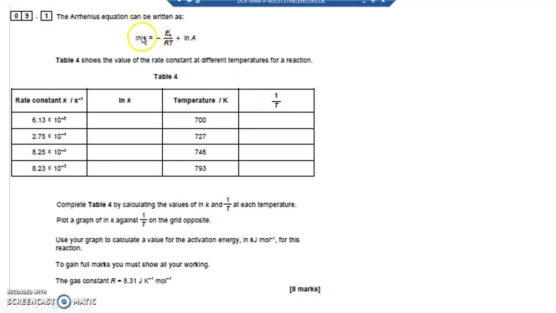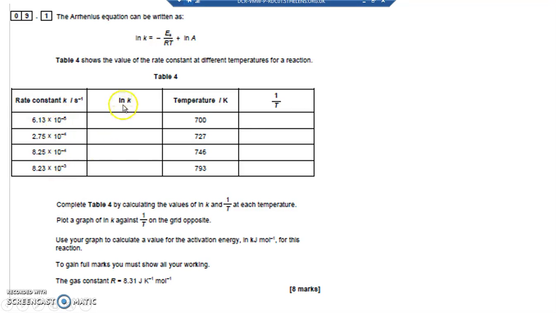9.1. This is the Arrhenius equation. Natural log of your rate constant equals negative activation energy divided by the gas constant divided by the temperature in Kelvin, plus natural log of a constant called the Arrhenius constant. So first of all, it guides you through.